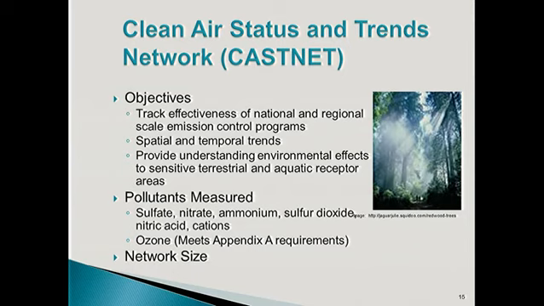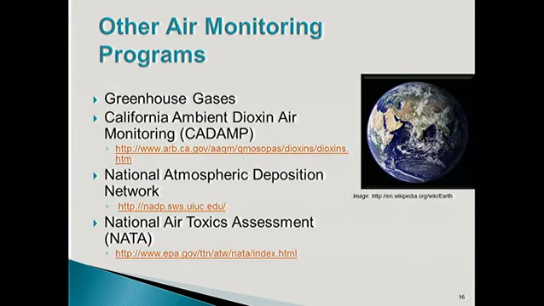And they're looking also at the sulfates, nitrates, sulfur dioxide from this network. The network size in that one is 80 monitors across the nation. There's other air monitoring programs that look at dioxins, greenhouse gases, and acids, but as you can see, there are a lot of different types of networks. If you want more information, you can go to the various web pages, but in the time allotted, I just want to at least make you aware that there are other programs out there.